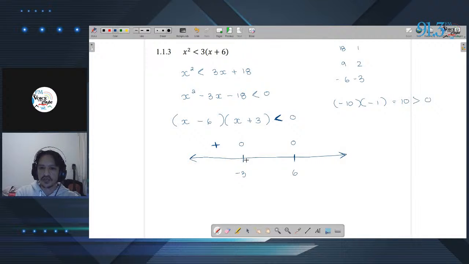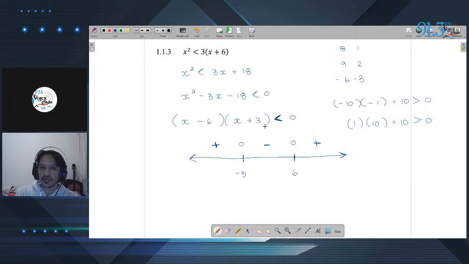Okay. Now, let's try greater than negative 3. Let's try a value of negative 2. In fact, we can just try 0. It's very simple. If we put 0 in, we've got negative 6 times 3 gives us negative 18. So I know it's going to be negative over here. Now, let's try greater than 6. Let's try a value of 7. If we put 7 in here, we're going to get 7 minus 6, which gives us 1. 7 plus 3 will give us 10. That's also going to give us a value of 10, which is greater than 0. So therefore, on this side everything's going to be positive.